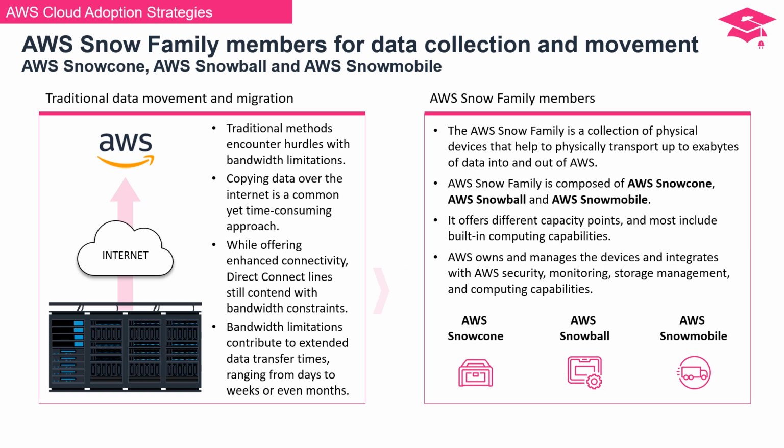AWS recommends leveraging the AWS Snow family members. The AWS Snow family comprises physical devices designed to facilitate the physical transport of data, scaling up to exabytes, into and out of AWS. It includes AWS Snow Cone, AWS Snowball, and AWS Snowmobile, each offering different capacity points and featuring built-in computing capabilities. Importantly, AWS owns and manages these devices, seamlessly integrating them with AWS security, monitoring, storage management, and computing capabilities.